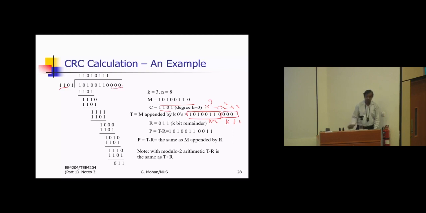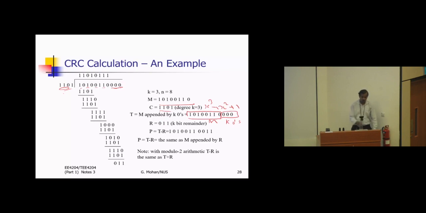Yes, this is the dividend. You can see this is m followed by 3 zeros. That is the dividend. Got it? So we are going to divide this by 1101. Suppose you use a 5-bit divisor, then you have to add 4 zeros. If you use a 3-bit divisor, you have to add 2 zeros here. That's what should be done.